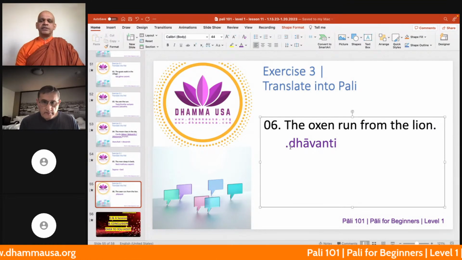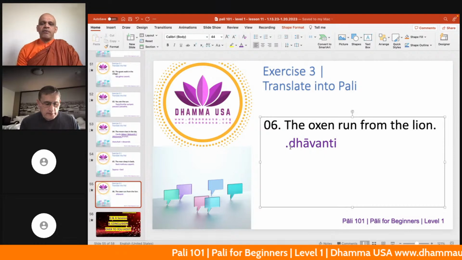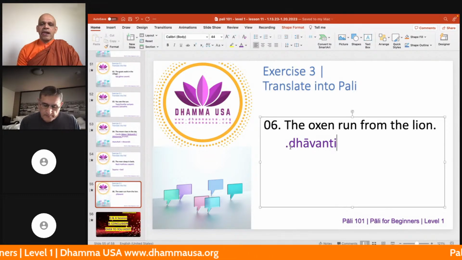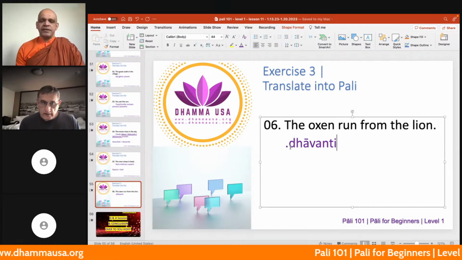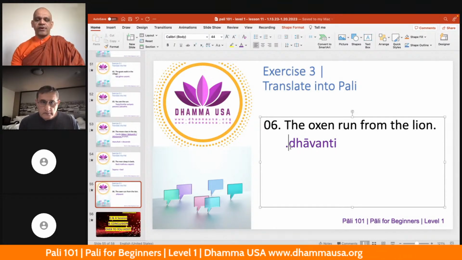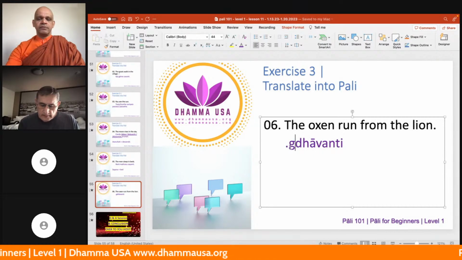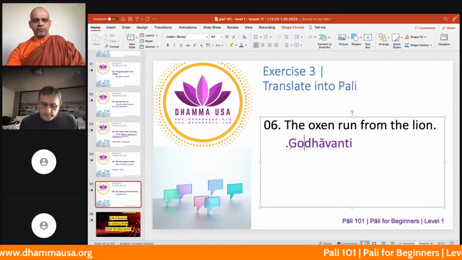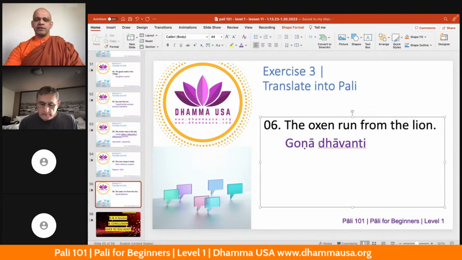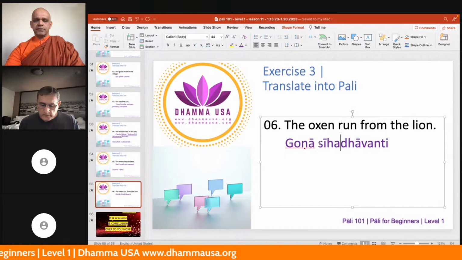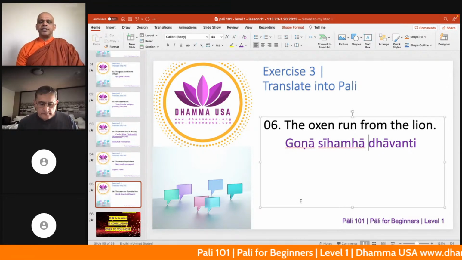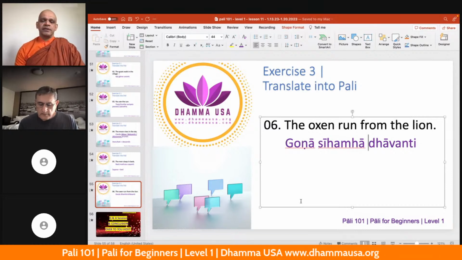Dhavanti is Pathama Purisa Bahuvachana. The verb is davati. Now, in this sentence, because it's plural, it's davanti. And it matches the corresponding subject, and the subject is gona, the oxen. And the lion would be sihamha, from the lion. So gona, sihamha, davanti. Exactly. Gona sihamha dhavanti.